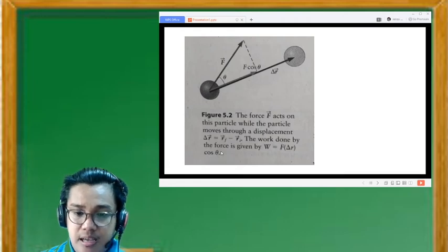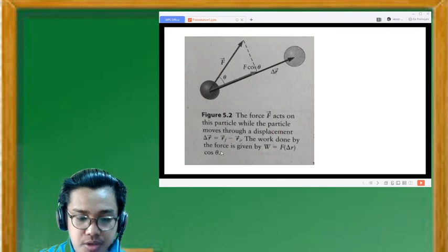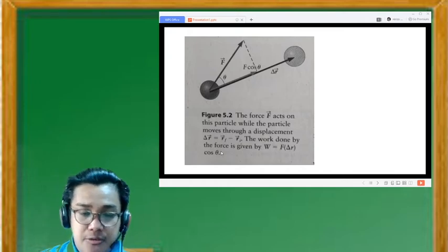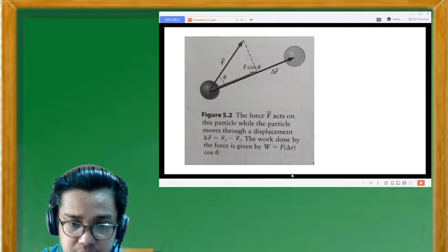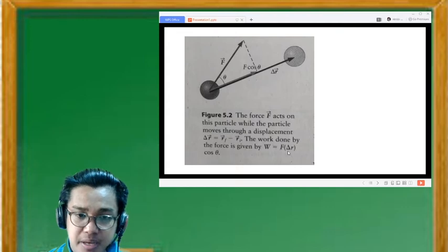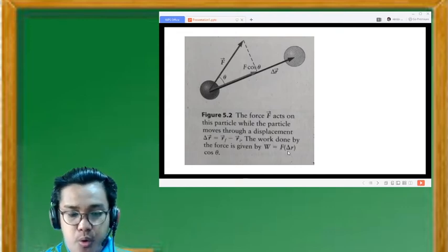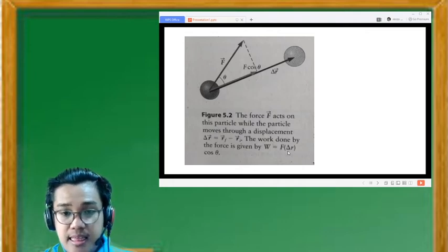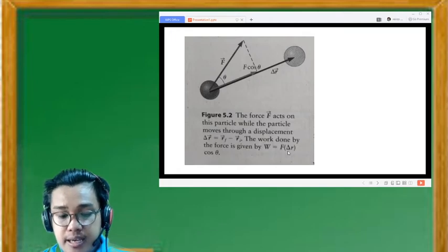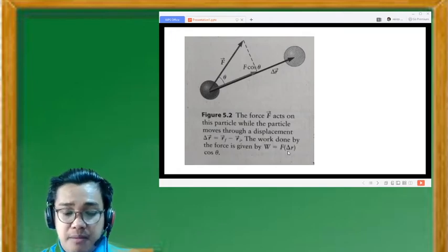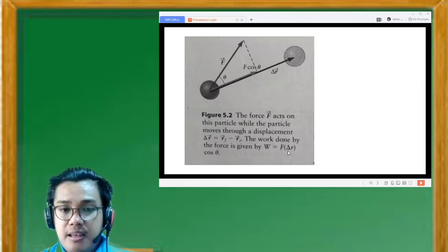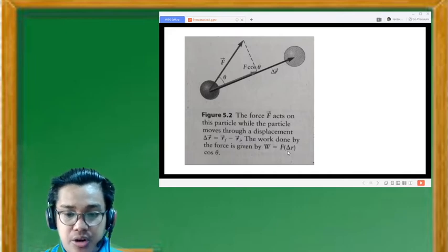You can see this, the theta with a line inside, that means the angle. So we can write: work is equal to force times displacement times cosine of the angle. The unit of work is newton times meter, or N·m. The unit N times m is called the joule. For the abbreviation of joule, you can write the capital letter J.